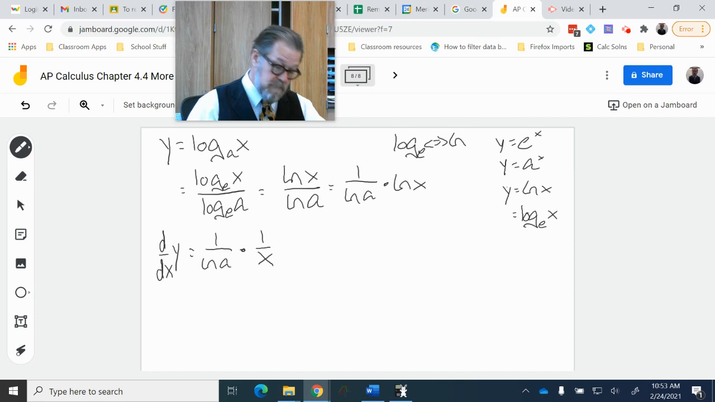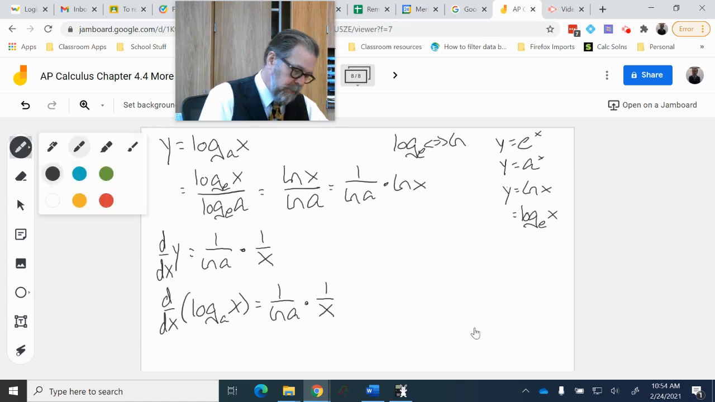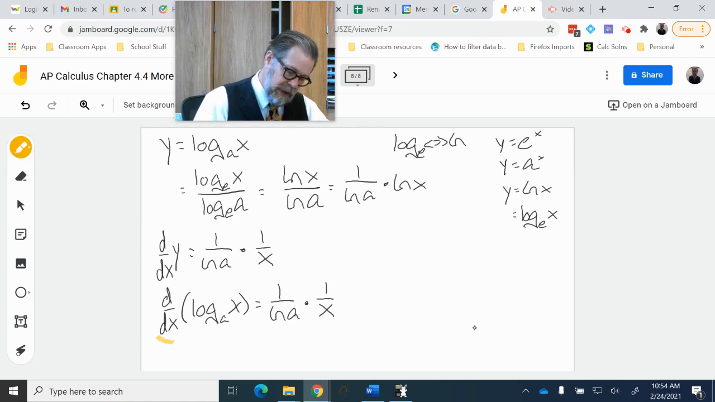Wow, that was super easy. The derivative with respect to x of log base a of x is 1 over the natural log of a times 1 over x.